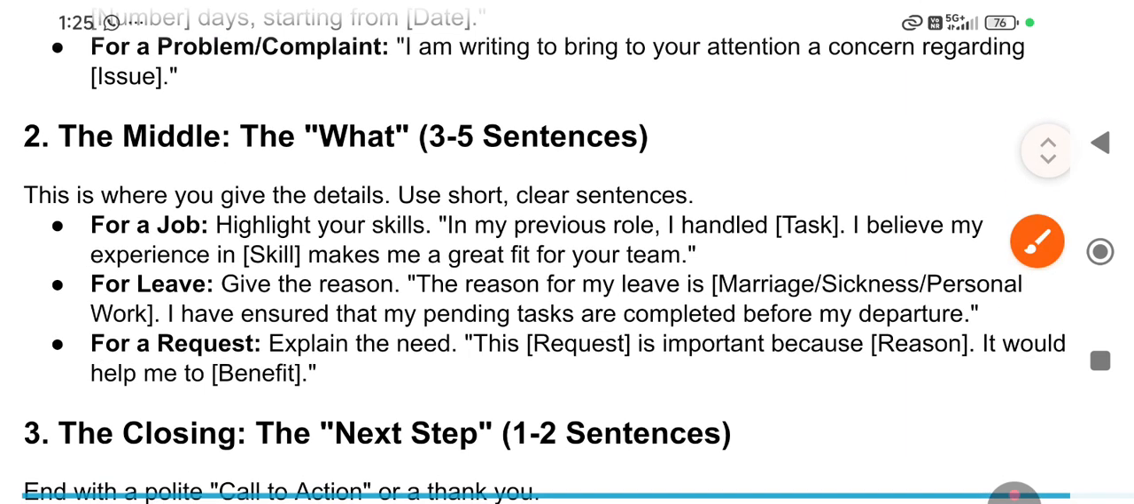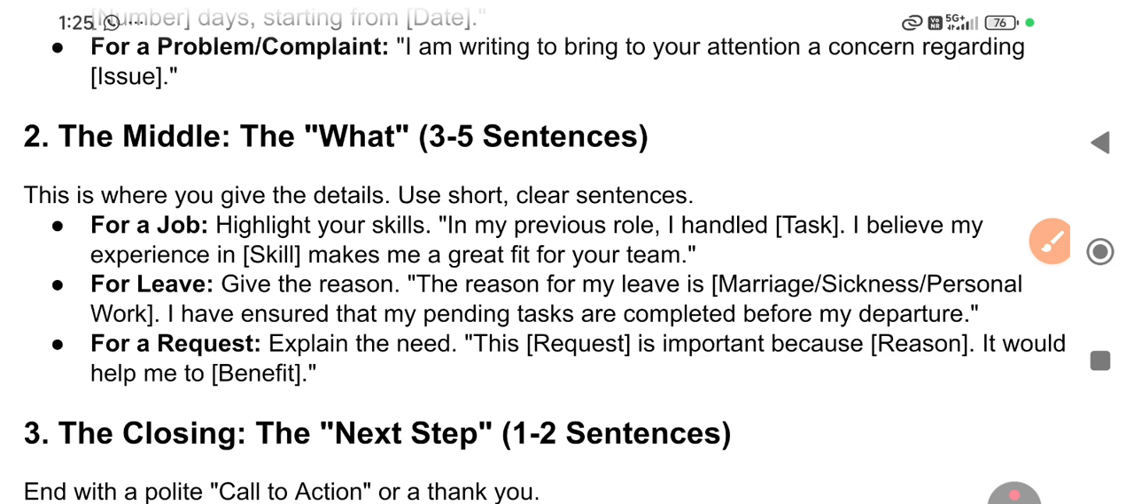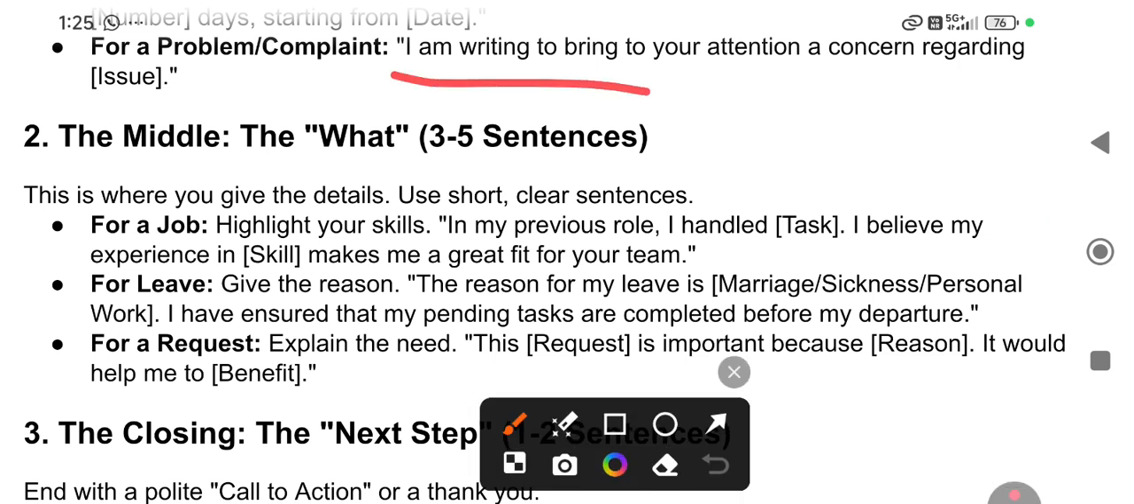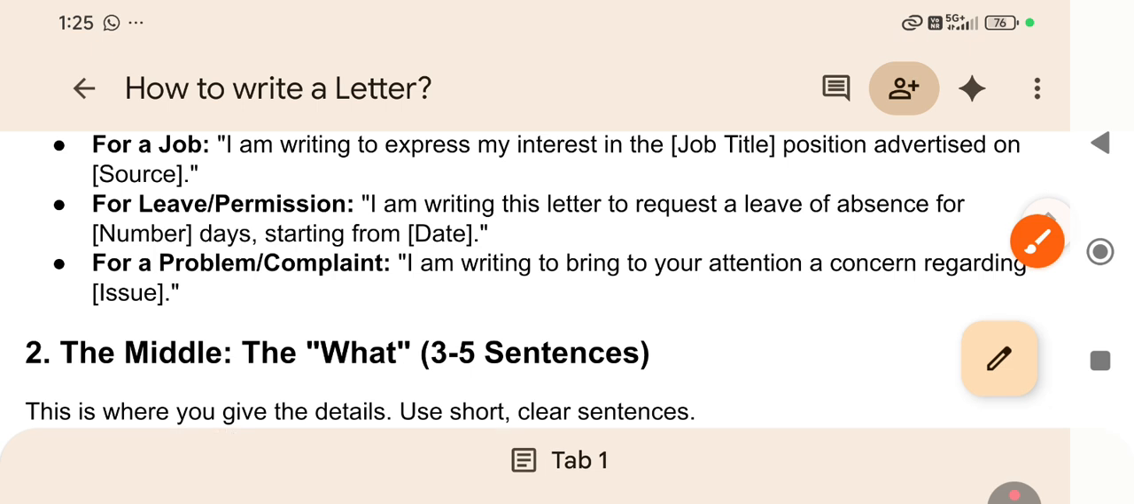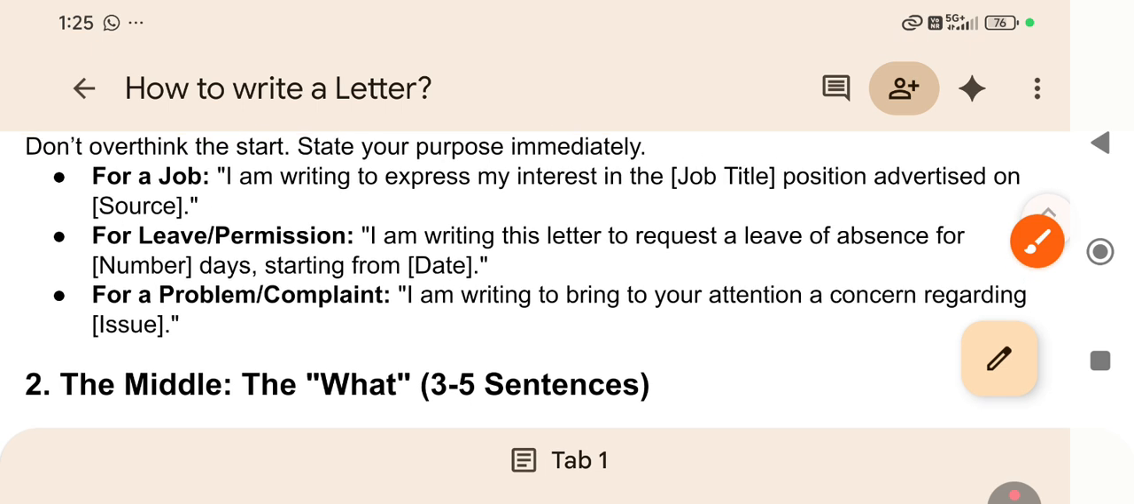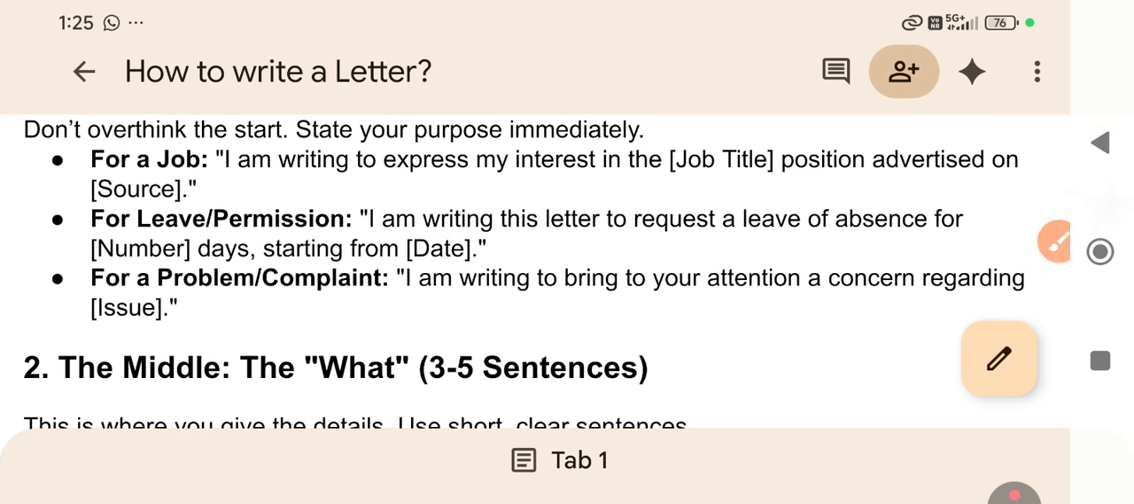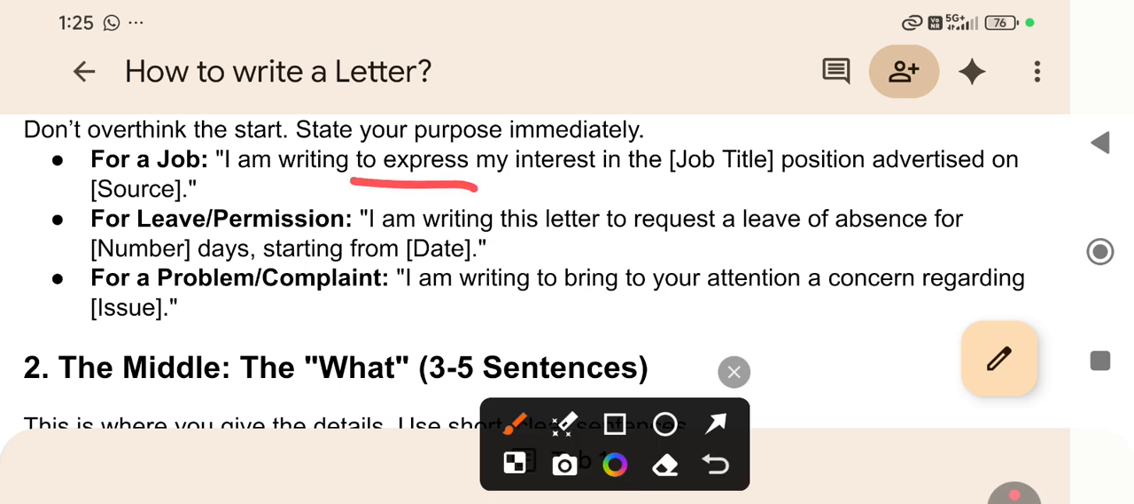Or suppose you are writing a problem or complaint letter, you can start this way: I'm writing to bring to your attention, or to your kind attention, or to your notice. You can start, I am writing, that's the reason I am writing. So here we can compare. I'm writing to express, I'm writing to request, I'm writing to bring to your kind attention or notice, right?